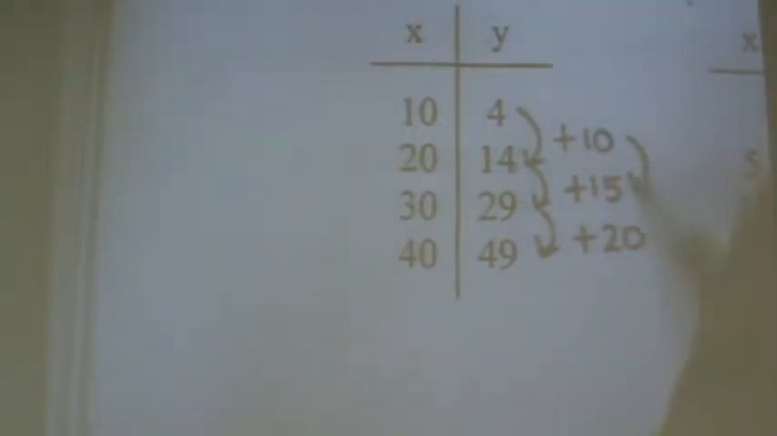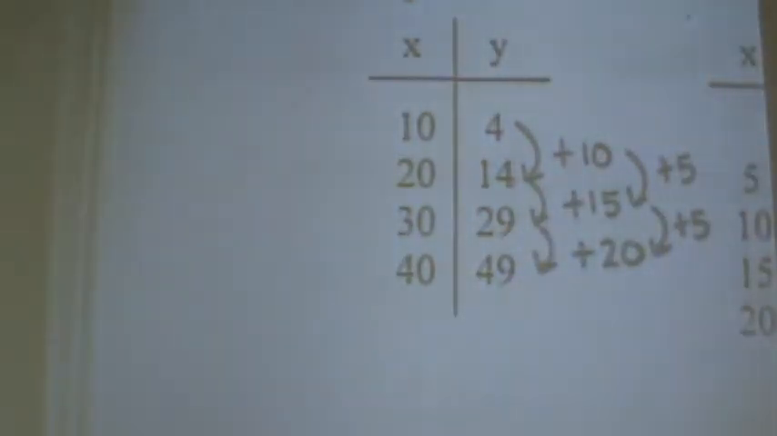How do you go from 10 to 15? Add 5. How about this? Add 5. So what are you going to say this is? This is a quadratic, because we have a common second set of differences. Okay, how about the next one, B?